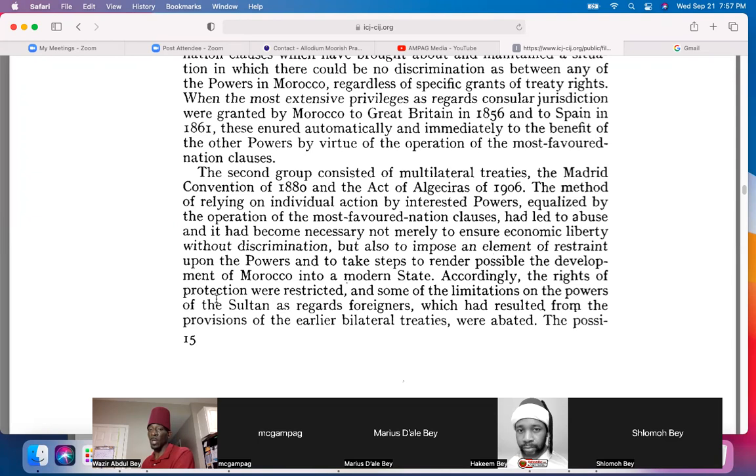And when it says an element of restraint upon the powers, who are the powers? The signatory powers. Who are the signatory powers? The Christian powers, the European nations. France, Great Britain, Spain, Germany, etc. Sweden.